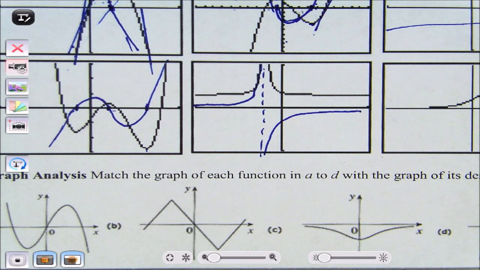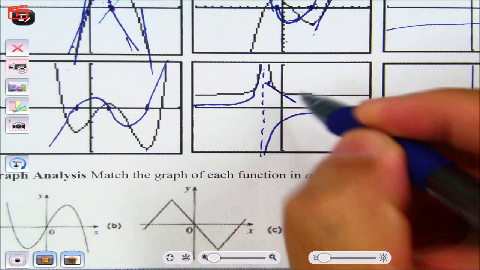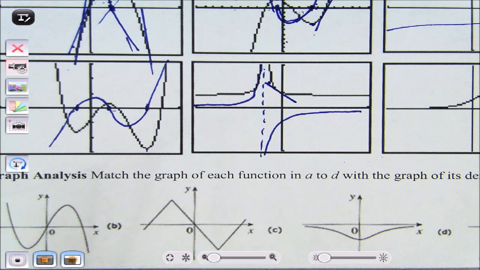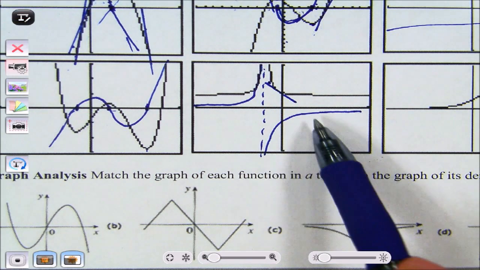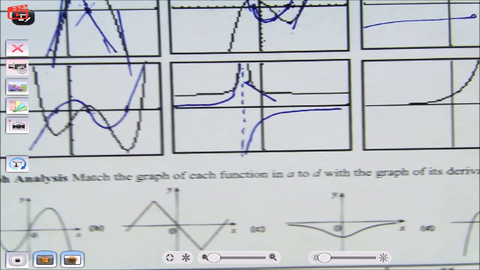I'm trying to draw. Okay? What is the slope here? So pick a tangent line. And is that a positive slope or a negative slope? So it's going to be below. Okay? And it doesn't twist up, right? So it's going to stay negative. Right. That makes sense.